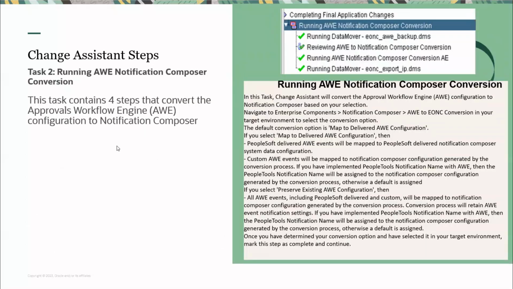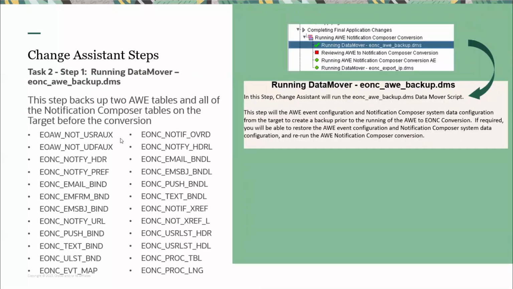All right, now let's talk about task two, running the Notification Composer conversion. This task actually has 4 steps. So the first step is to back up 2 of the AWE tables and all of the Notification Composer tables in case the customer wants to completely start over with a different conversion approach.